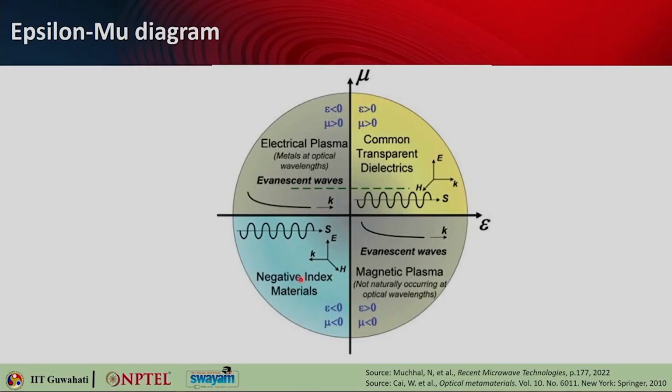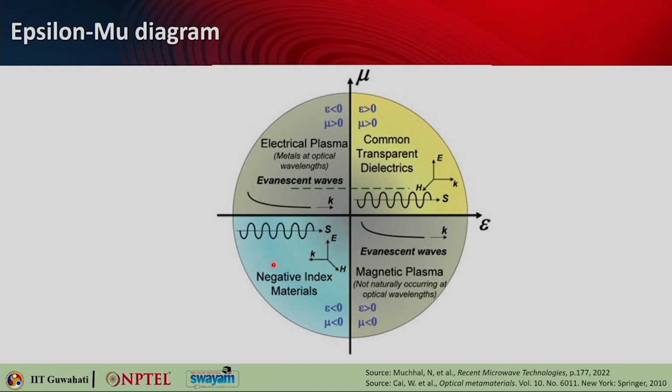So, next is the third quadrant. In this quadrant both epsilon and mu are negative. This is also called a negative index material, because in this case the refractive index of the material becomes negative. So, in such a case, it becomes a left-handed system. So, E cross H, you will see, follows a left-hand rule.